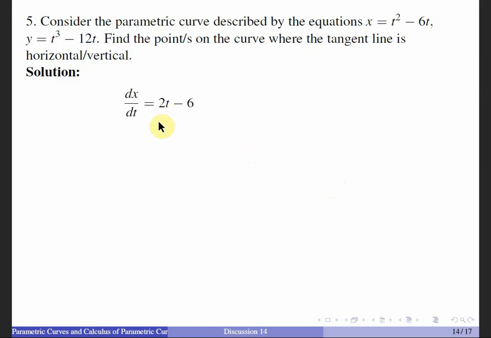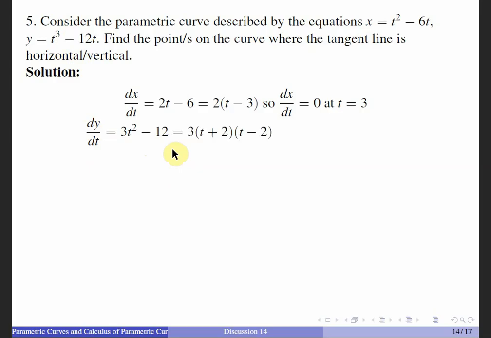So we have dx over dt is equal to 2t minus 6. We can factor out 2 times t minus 3. So we know that dx over dt is equal to 0 when t is equal to 3. And then dy over dt is 3t squared minus 12. Again, factor out 3 times t plus 2 multiplied by t minus 2. And so we know that dy over dt is equal to 0 when t is negative 2 and positive 2.